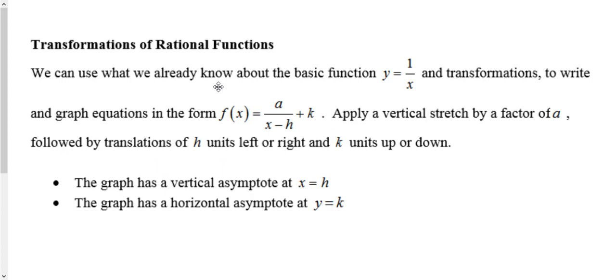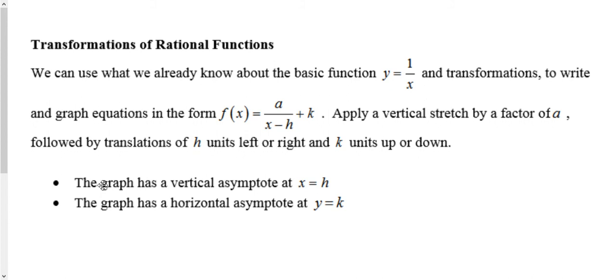Here, what we're going to do is transform or play around with our rational function. So here's our base rational function, 1 over x, and we're going to transform it using this equation here. All your transformations are still the same. A is a vertical stretch, H is a horizontal translation, and K is a vertical translation. Notice that there is no horizontal stretch. There's no B value at all here. So just make that a mental note.